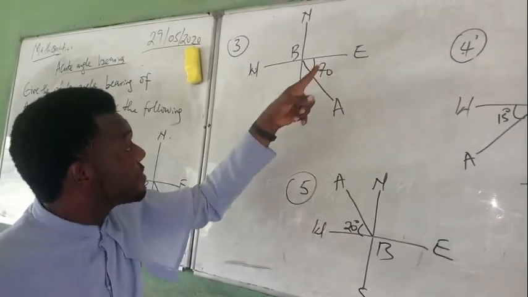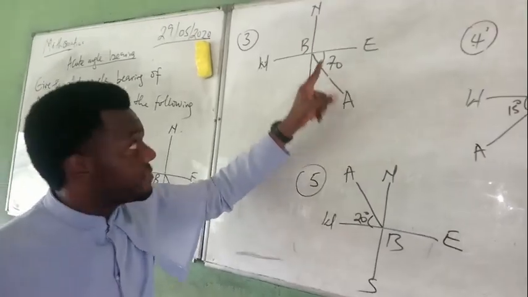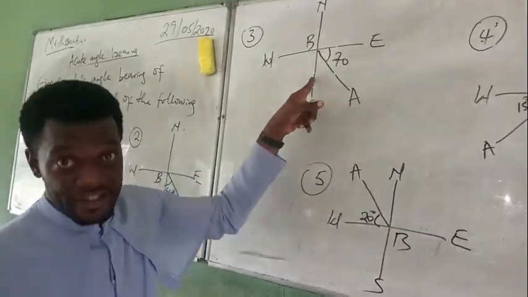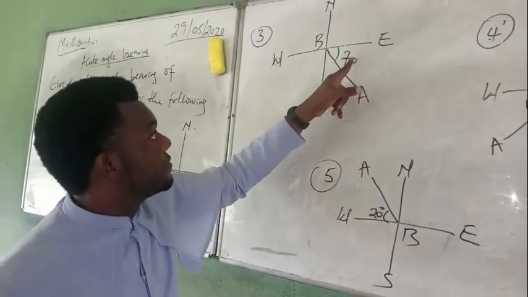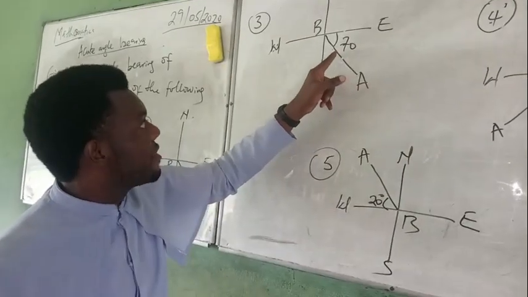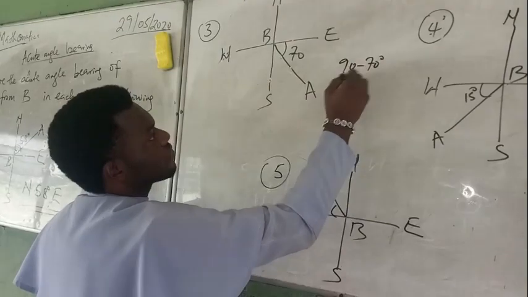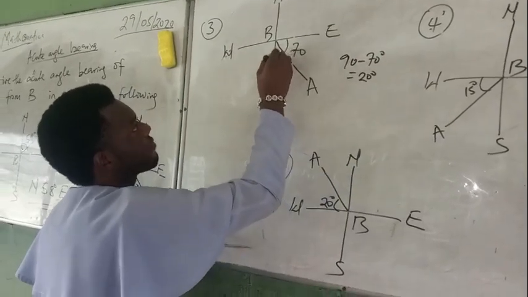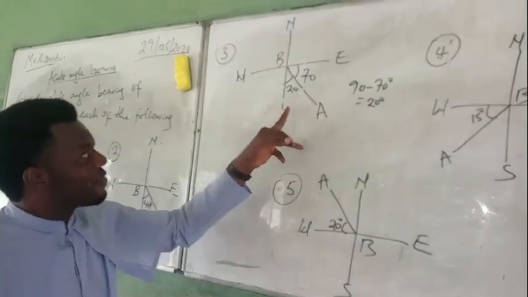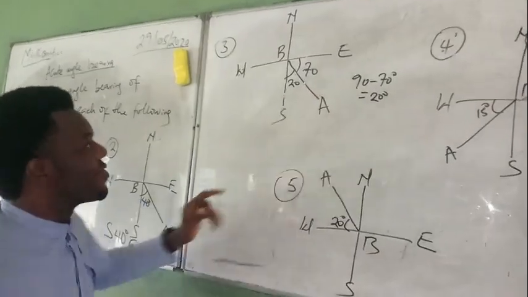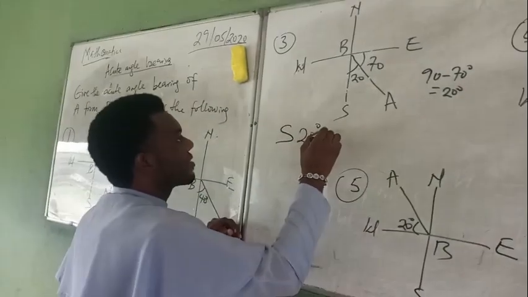So if here to here is 70 degrees, what is remaining? The whole of from here to here is 90 degrees, just as you all know, this is a right angle. So if from here to here is 70 degrees, it means that from here to here should be 90 minus 70 degrees, which is equal to 20 degrees. So for us to write this direction, we begin from the south. From the south to this place is 20 degrees. So what it will be is south 20 degrees east.